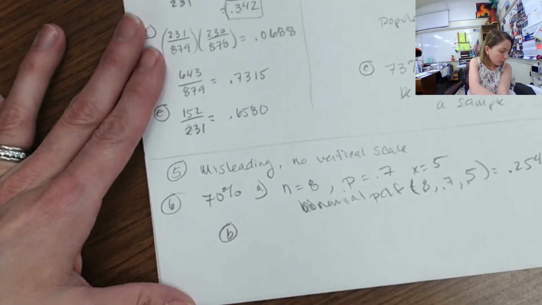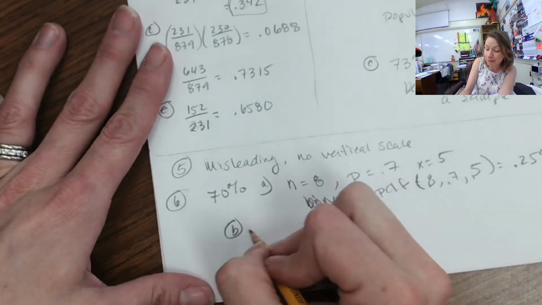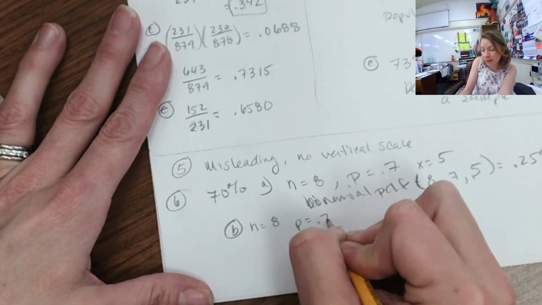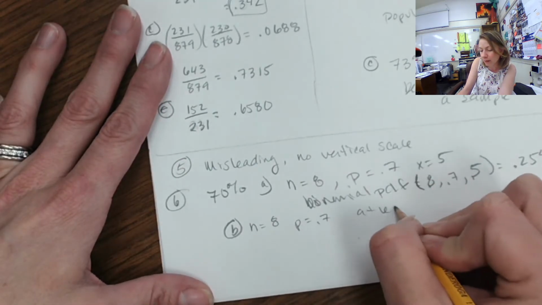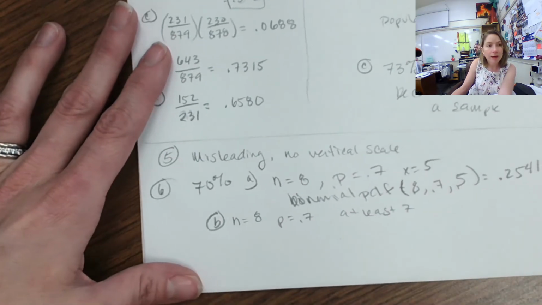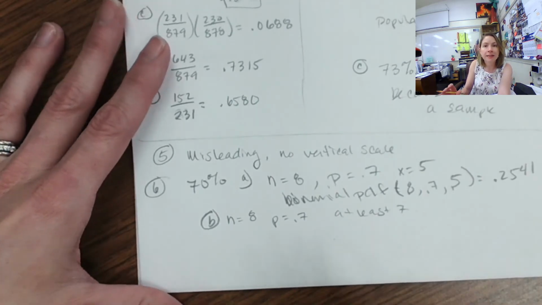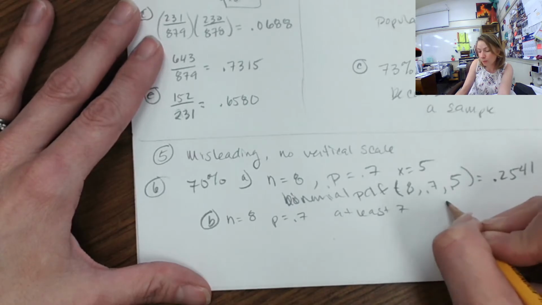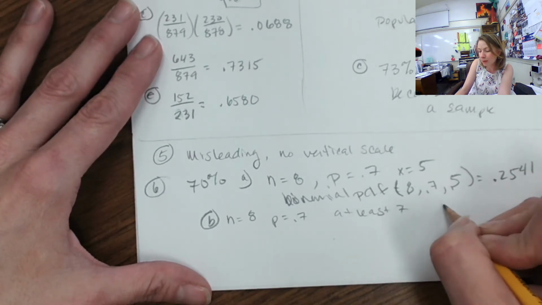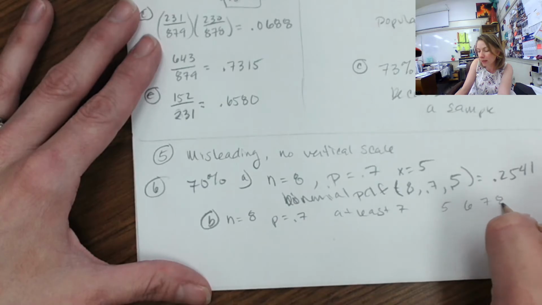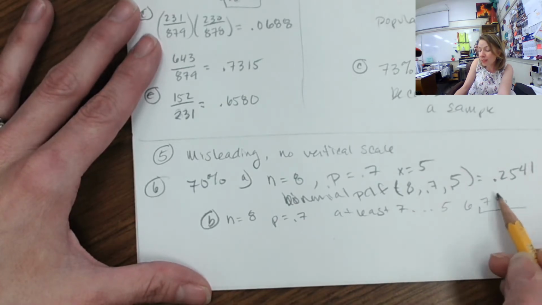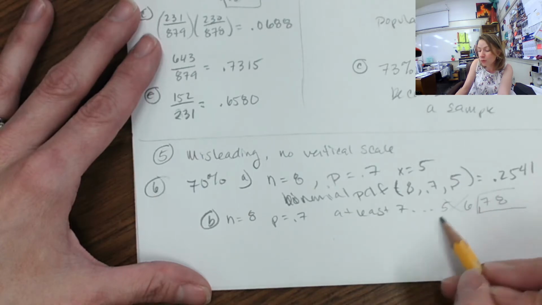Part B, find the probability that among 8 randomly selected adults, at least 7, right? So n is still 8, p is still 0.7, but I want at least 7, right? And remember that whenever we're dealing with at least, it's really important to take the time and kind of map out what it is that I want. So if I'm at 7, I'm going to go like 5, 6, 7, 8, right? And so I want at least 7. So these are the numbers that I want. These are the ones that I don't want.